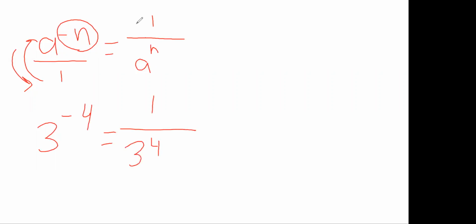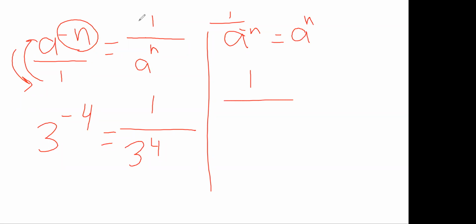And vice versa, if I have 1 over a power negative n, it will be equal to a power n. And if it is 1 over 3 power negative 4, I want to make this negative positive. So I will take it up and I will make it positive.